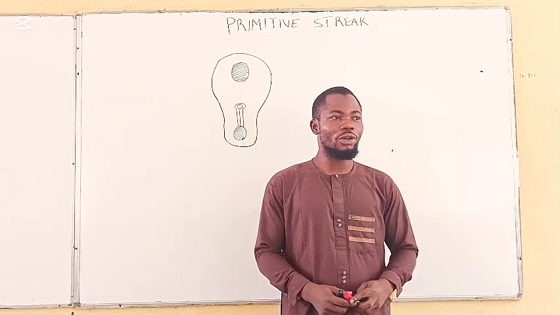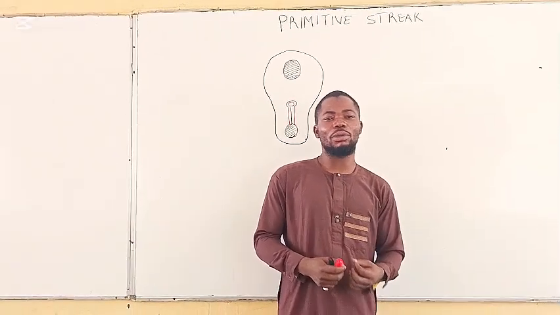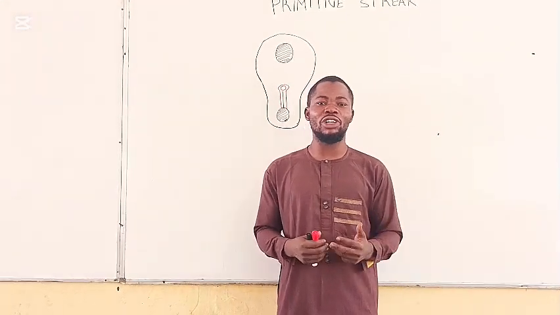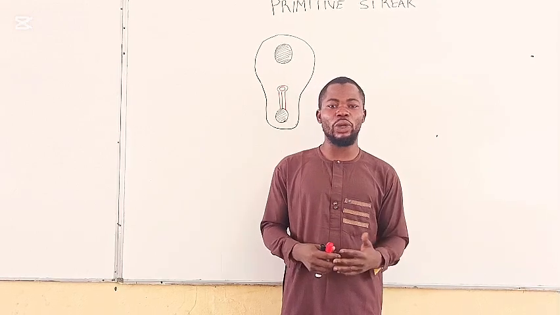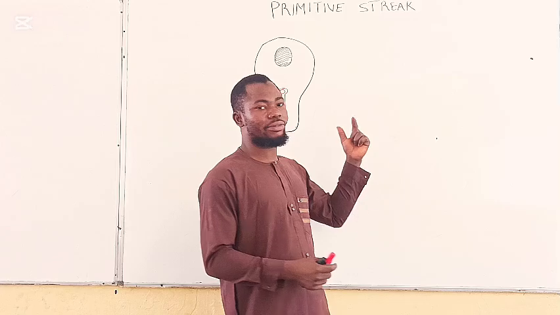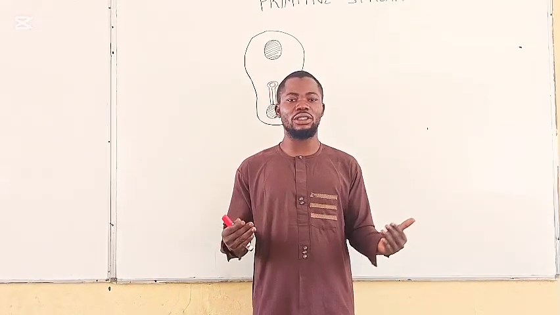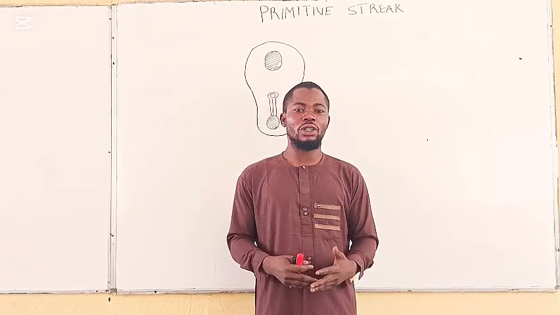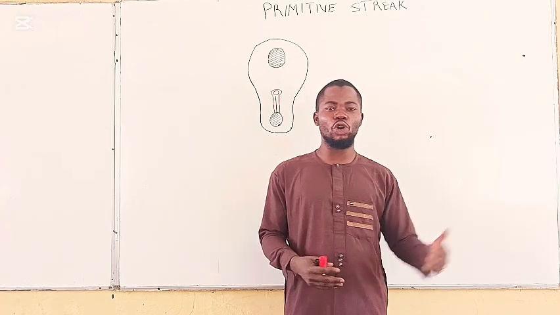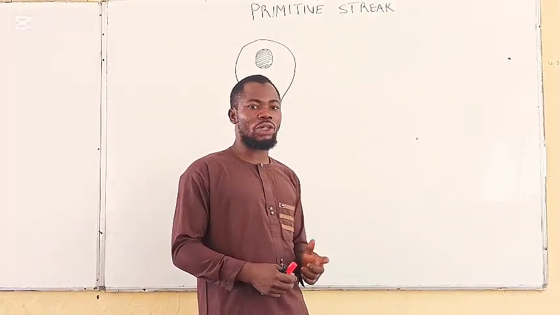In today's class, we shall be discussing the primitive streak. As we all know, the primitive streak is a streak that appears on the caudal end of the embryonic disc at the beginning of the third week after fertilization. Its appearance is very important because it initiates many embryological processes such as gastrulation, that is the formation of the three germ layers, and also induces notochord formation. So the knowledge of the primitive streak is very important.